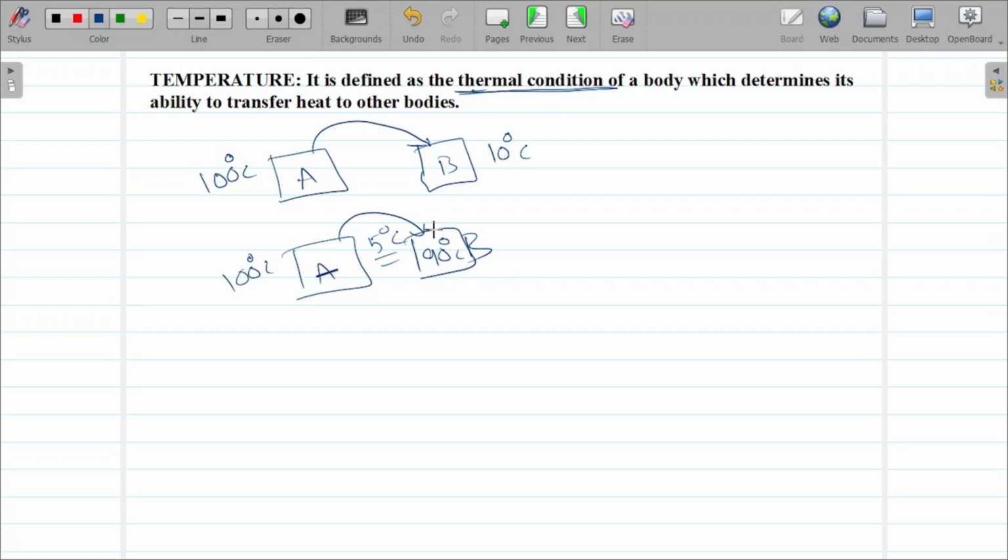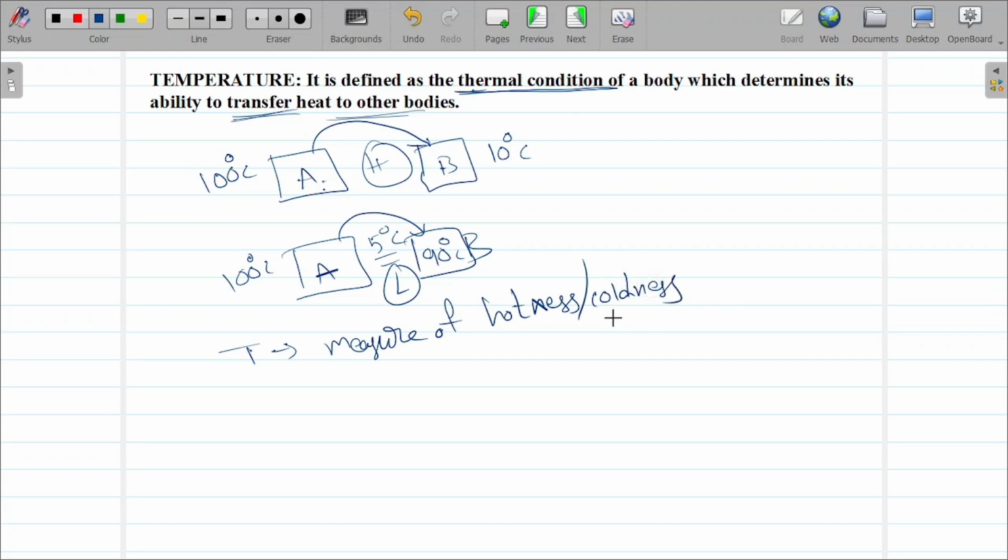That means a small amount of energy will be transferred. Here a high amount of energy, here a low amount of energy is being transferred because of the thermal condition of the bodies, which determines its ability to transfer heat to other bodies. Okay, clear? So what is it? Temperature is a measure of hotness or coldness of a body. That is called temperature.